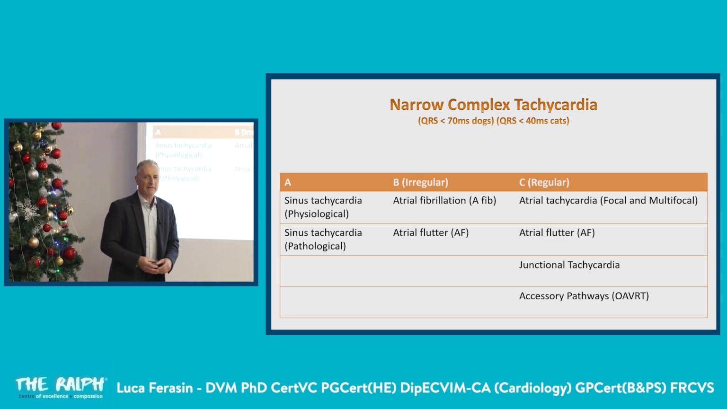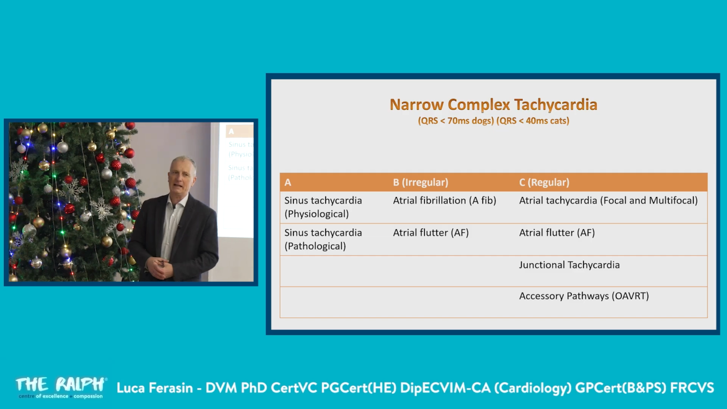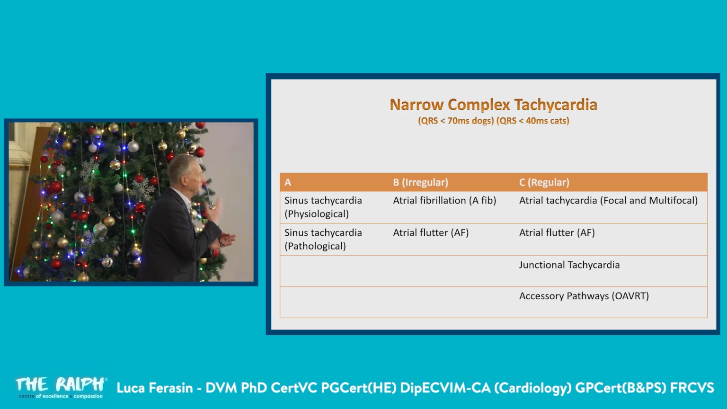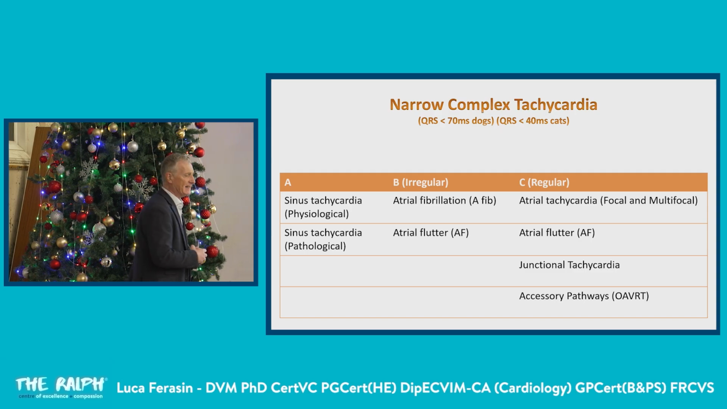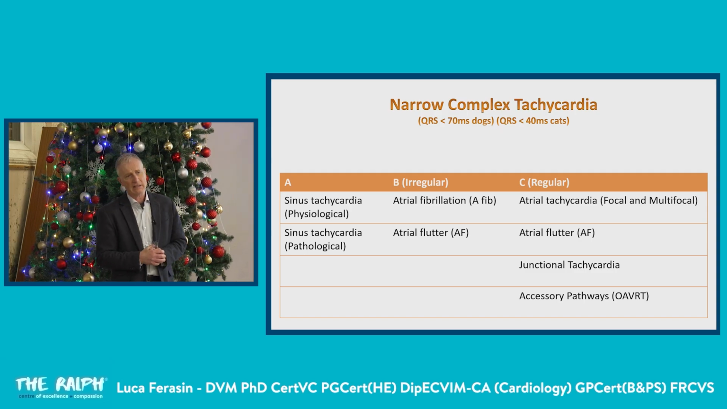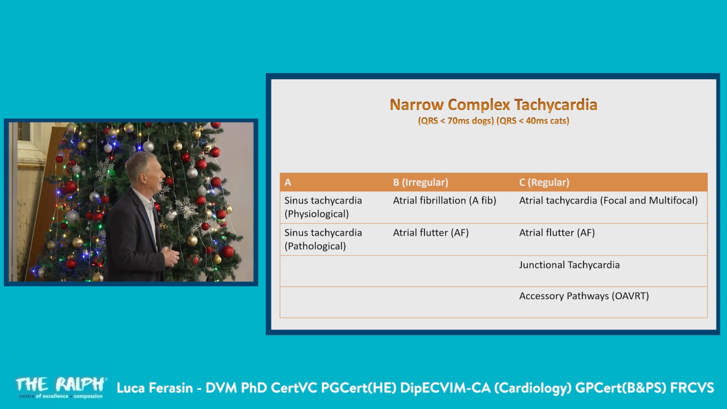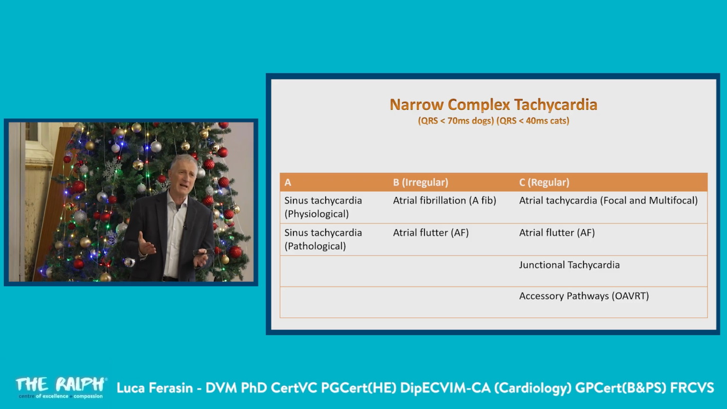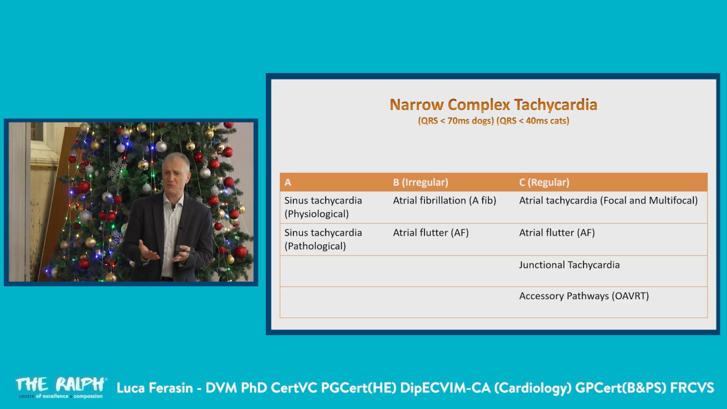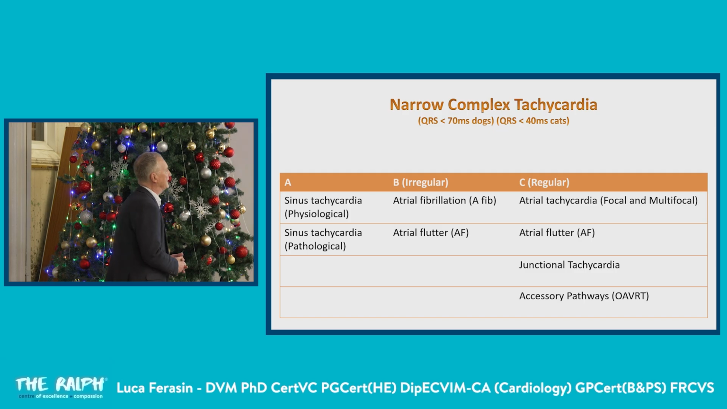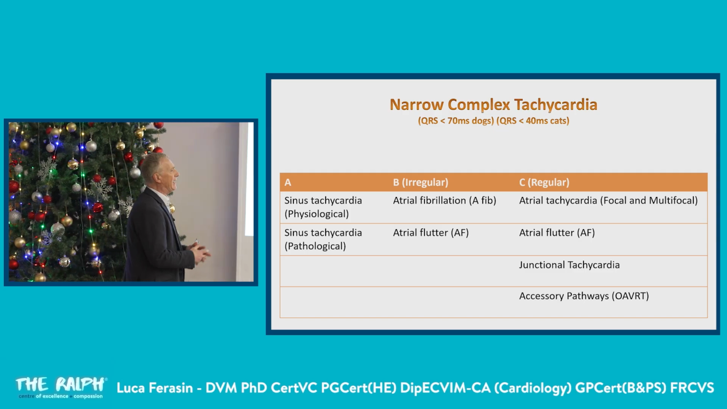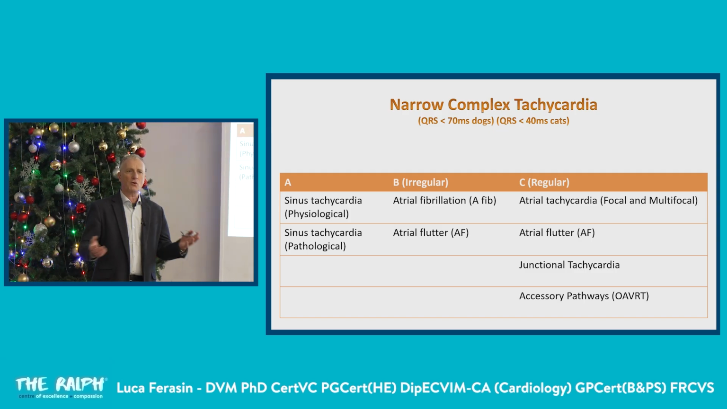We have irregular narrow complex tachycardia. Narrow complex means that the length of the QRS complex is less than 70 milliseconds in dogs, less than 40 milliseconds in cats. But we very rarely measure it. We just have a subjective assessment. If they're spiky, it means that they are narrow. And then we will see the difference when we talk about the wide complex tachycardia. But they can be irregular or regular.